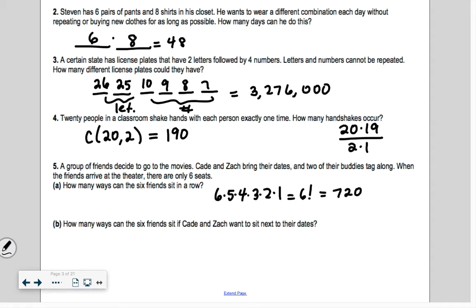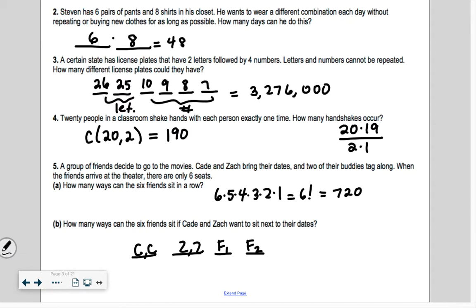Okay, but what if Kate and Zach want to sit next to their dates? This gets a little complicated. Here's the tricky part. If they want to sit next to their dates, that really means that you have 4 things that you're rearranging. So you have Kate and Kate's date. You have Zach and Zach's date. You have friend 1 and friend 2, right? Does that make sense? And you can rearrange all these people.